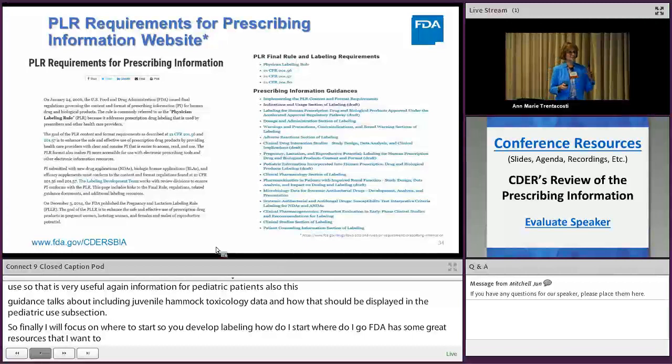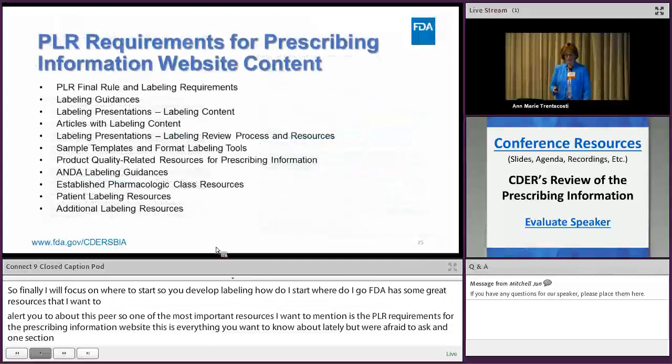It has everything about PLR, regulations. It has all of the guidances applicable to labeling. Includes all the things on this list, for instance, presentations, labeling templates, ANDA labeling guidances, patient labeling resources, PLLR information. So it's a great one-stop approach, and I can tell you it's updated regularly. In fact, the person who updates this website is very fastidious, and right before I was about to come here said, "Can I put your presentation on the website?" And I said, "Please just let me give the presentation, and you can put it on next week." So if you check this website next week, I bet you'll find my presentation.